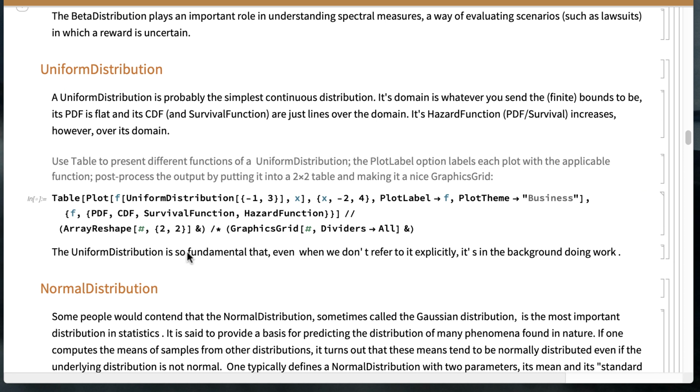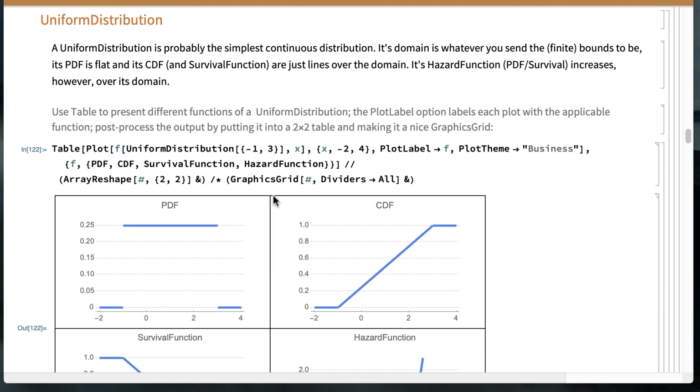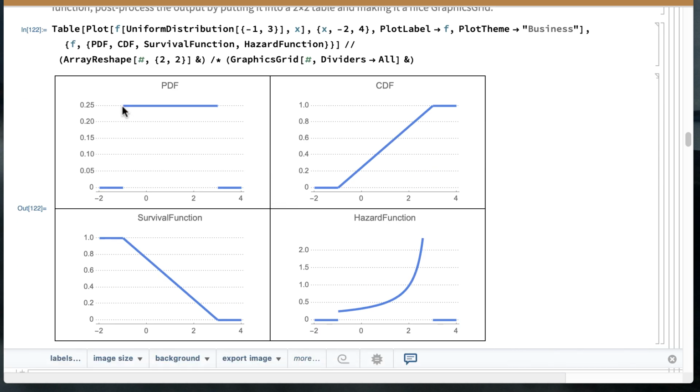The uniform distribution. If you're looking for a simple continuous distribution, the uniform distribution is about as easy as you get. You just set the bounds on it, and you say any number within those bounds is equally probable. So we can take a look at its PDF, CDF, survival function, and hazard function. And there's its PDF. This one is for a uniform distribution that has its low bound at -1, its high bound at 3. Here's its CDF.